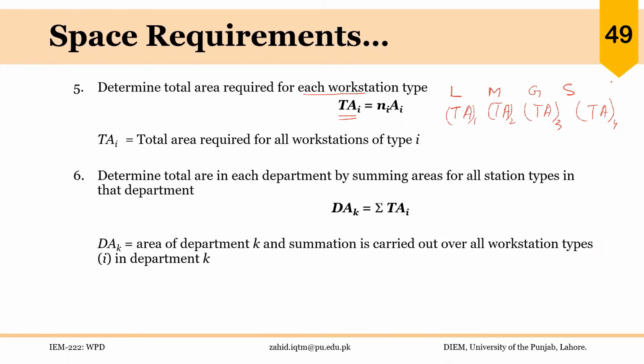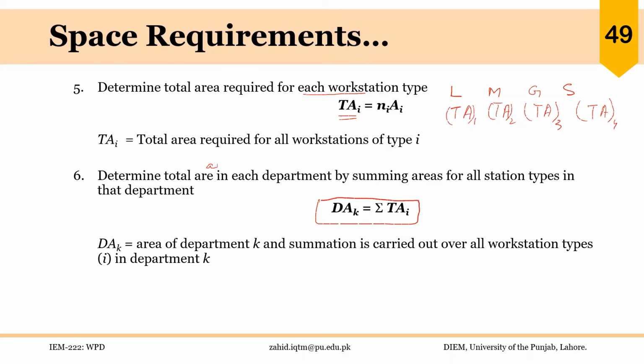The total area of the department will be equal to the sum of these different total areas of different workstations. So that will be equal to departmental area. So we will be able to determine total area in each department by summing areas of all station types in that department.